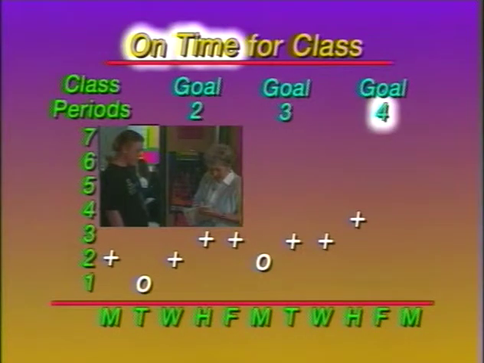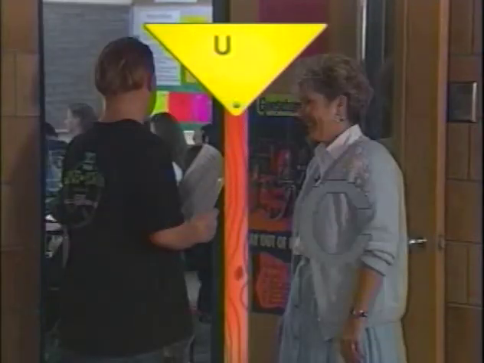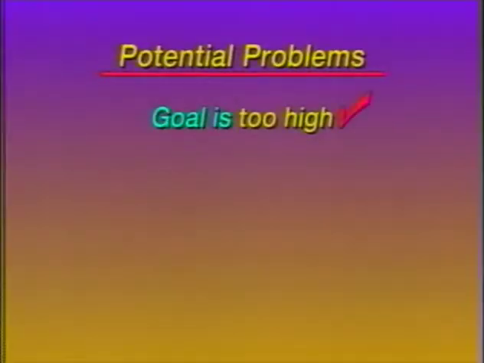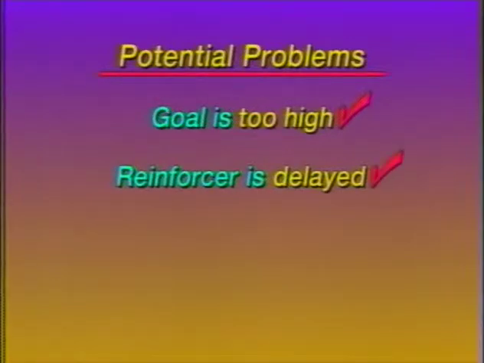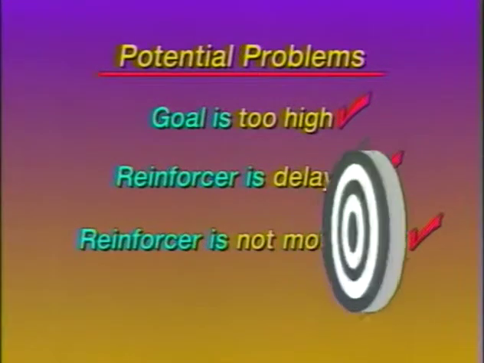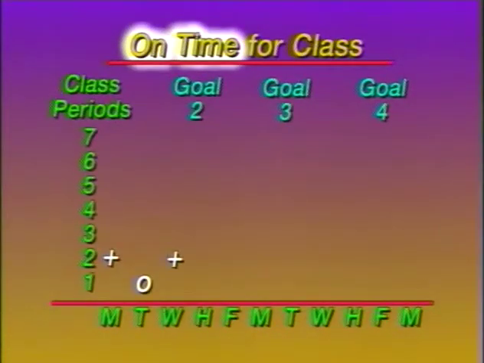Then 4, and so on, until Joey is regularly on time to 6 out of 7 of his classes. Again, use caution. If the increase is too big, or the reinforcer is delayed, or not motivating, Joey will become discouraged and may give up. So give it your best shot. Keep an eye on the student's performance and make ongoing changes to ensure his success.